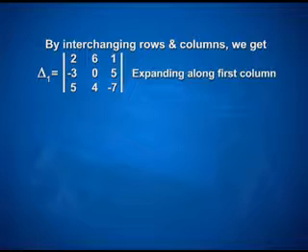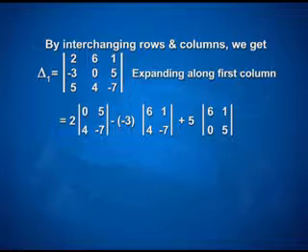Now, by interchanging rows and columns, we get determinant 1 as 2, 6, 1, minus 3, 0, 5, 5, 4, minus 7. Now, let us expand along the first column. We get 2 into determinant 0, 5, 4, minus 7, minus of minus 3 into determinant 6, 1, 4, minus 7, plus 5 into determinant 6, 1, 0, 5.